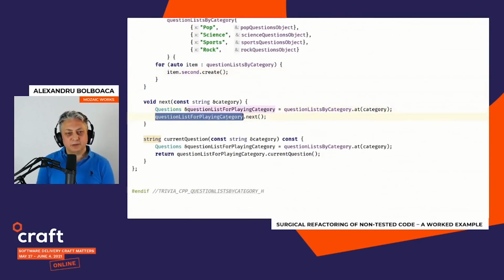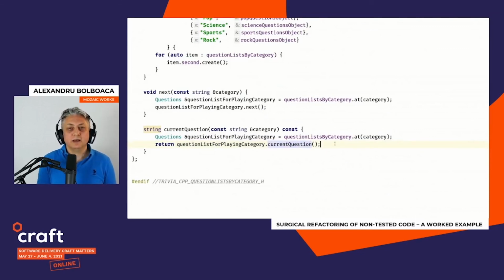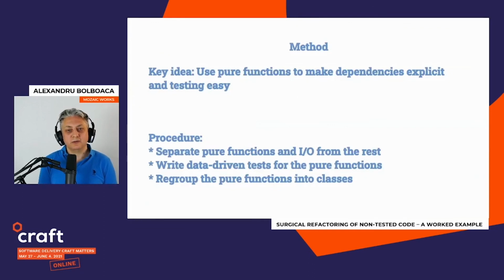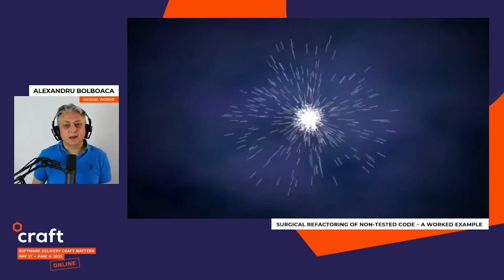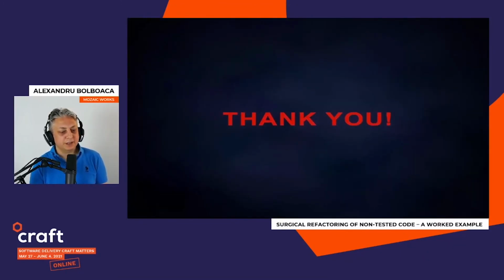Through this method, what I like is that compared to Michael Feathers' method of refactoring legacy code, in that case, you need first to write characterization tests and only then to refactor, and often the start is very difficult, while here the start is very easy. You pick an area of the code, separate the pure from the impure part, write the tests, and then you can regroup it.